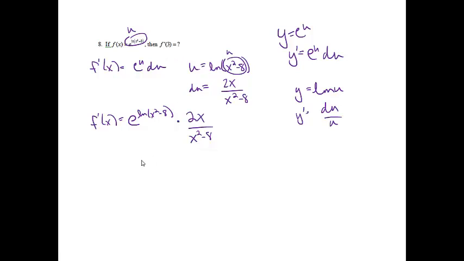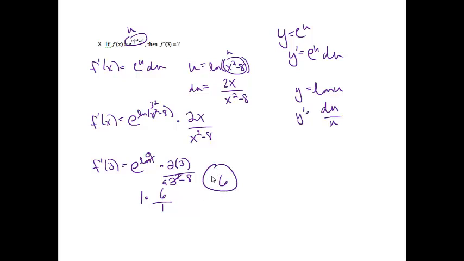but I just need to find f prime of 3, so I'm just going to plug in 3 without simplifying it. Okay, so if I put 3 squared in there, 3 squared is 9, minus 8 is 1, so I get e to the ln of 1 times 2 times 3 over 3 squared minus 8. Ln of 1 is 0, e to the 0 is 1. Up top, 2 times 3 is 6. And then 3 squared is 9, minus 8 is 1. So 1 times 6 is 6 for that one.